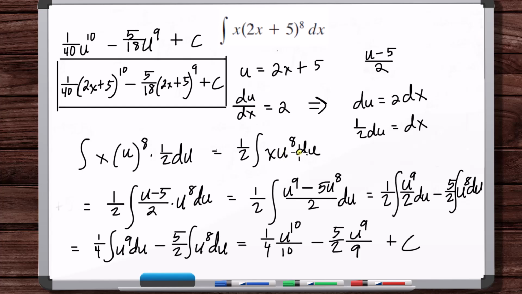And actually, I missed something here. I forgot to apply this 1/2 factor here. So this should be 4, this is 4, and so 9 times 4 is 36.